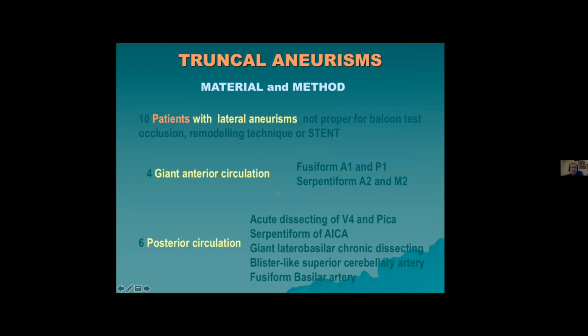This is an example of 10 patients. It's not proper to use a balloon or a stent or remodeling in this case. Four aneurysms are giant in the anterior circulation and six are in the posterior circulation. Some examples.